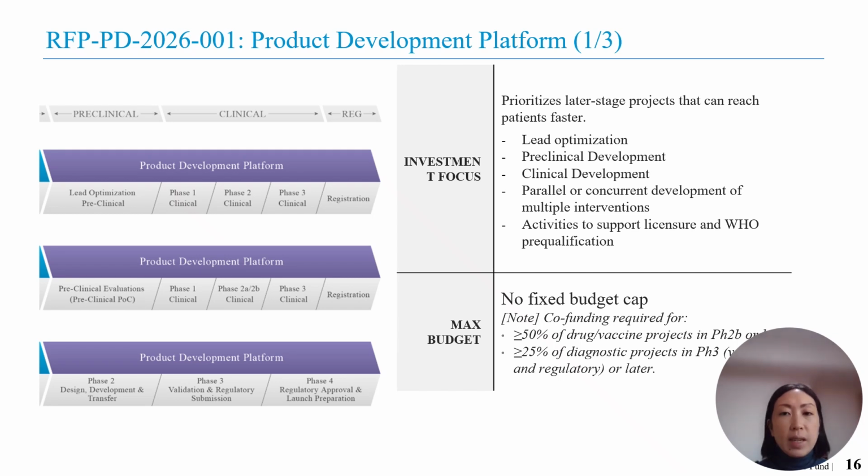However, co-funding is required for projects in advanced stages. For example, for drugs and vaccine projects in phase 2B or later, at least 50% of the total budget must be co-funded, which comes from other funding sources. For diagnostics projects in phase 3, validation and regulatory, or later, at least 25% is highly encouraged to be co-funded. Co-funding can include financial support from other agencies or in-kind contributions from partner organizations.